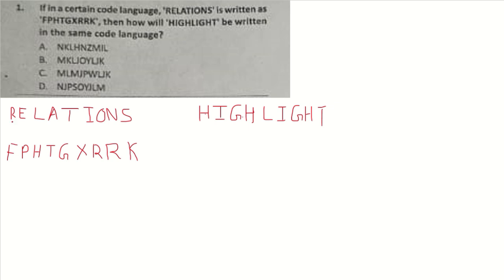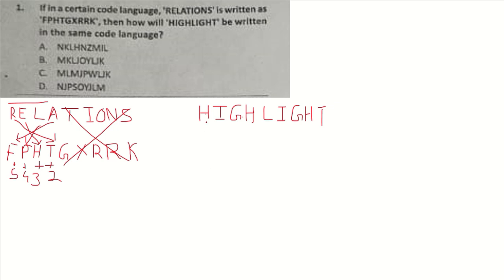So I have figured out the relation for the first four letters. I don't know for the rest five. We have R to T relation plus 2. So R plus 2 is T, R S T. Then E plus 3 is H, E F G H. Similarly, L plus 4 is P and A plus 5 is F.